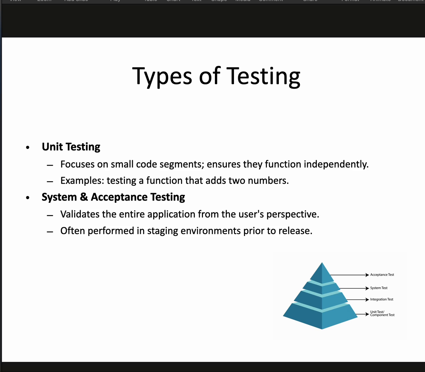Because we're testing smaller pieces, unit tests run quickly. They help us find problems early and are great for giving quick feedback while coding. System and acceptance tests run in pre-production environments. These are usually run in a staging or test environment that mirrors the final version of the app just before deployment.